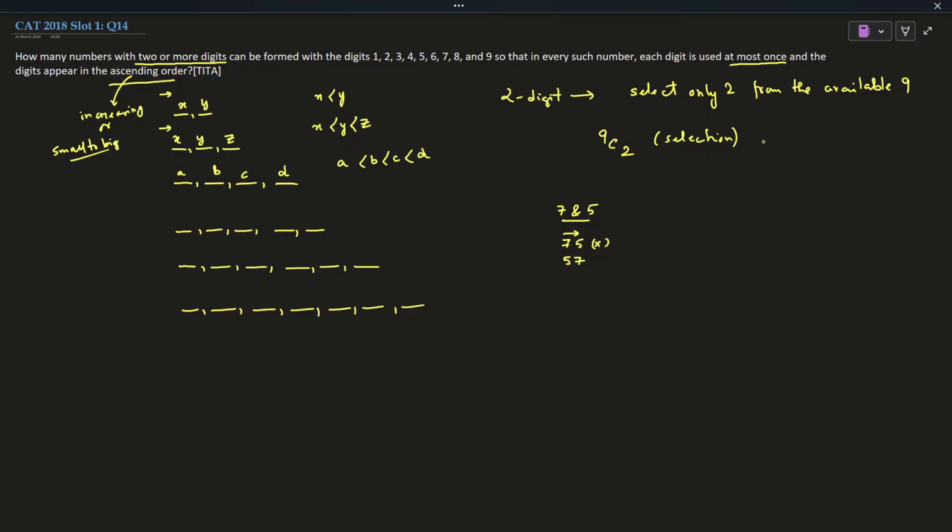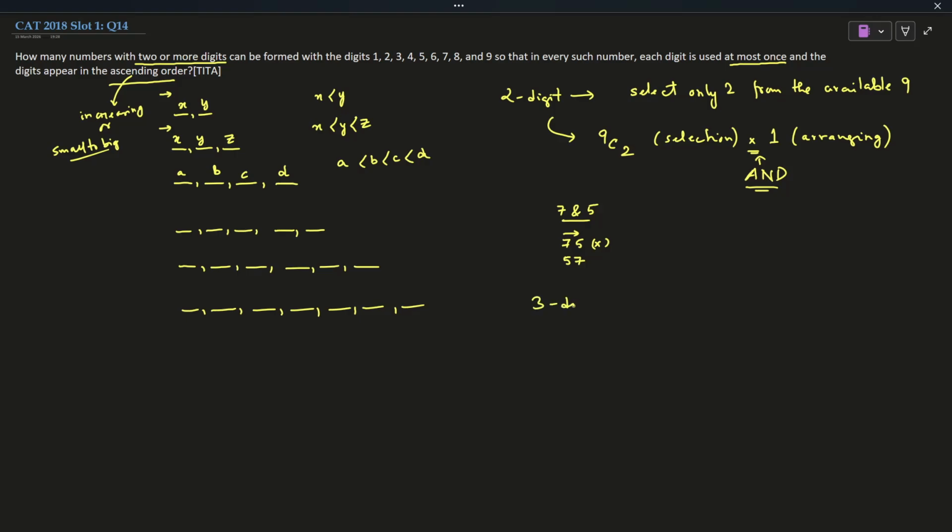In how many ways can you arrange it? In only one way. This is arranging the numbers in one way, and then I'm multiplying. Why? Because you are selecting and arranging. First you are selecting the numbers and then you are arranging, and AND means multiply, the fundamental principle of counting, guys. This is the example of a 2-digit number.